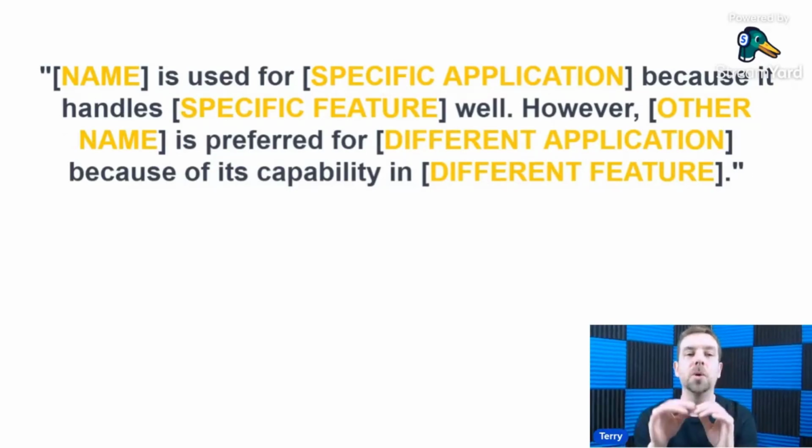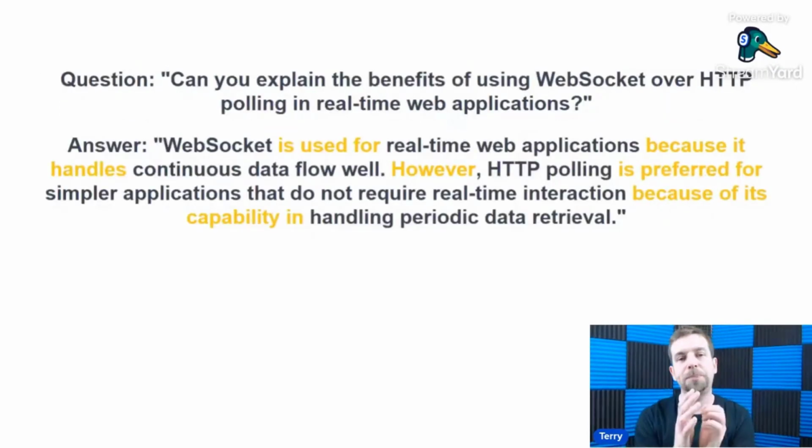Okay, so again, the words in yellow you will replace with your answers. "Name is used for specific application because it handles a specific feature well. However, other name is preferred for different application because of its capability and different feature." Now, this structure is shorter, maybe easier to work with. I think maybe the last structure was a little bit long, but anyway.